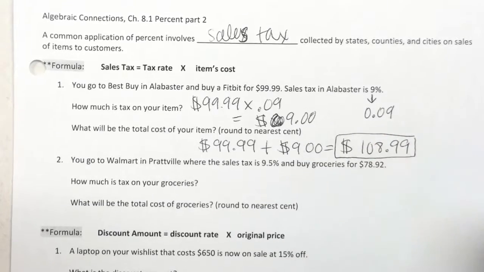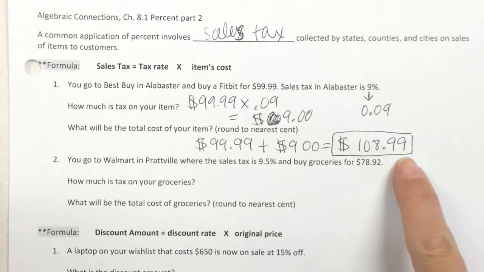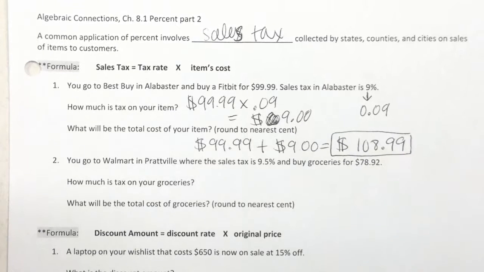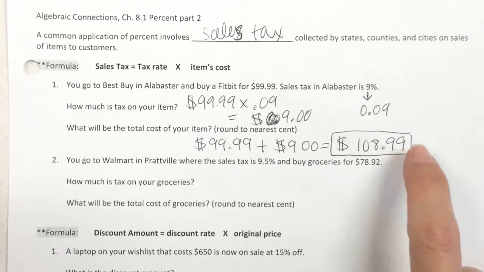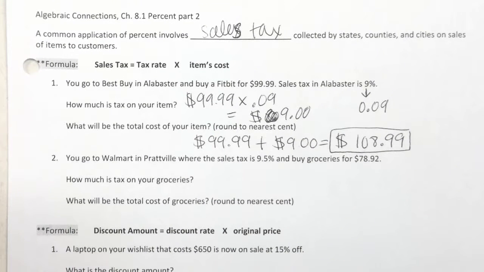What do we round it to, the nearest cent? Yeah, this is the nearest cent, right? Oh, I thought it would be 109. We're just rounding to the nearest hundredths when it says cents. Okay. Any questions about that one? All right, do 2 on your own, then I'll call on somebody to help me out.